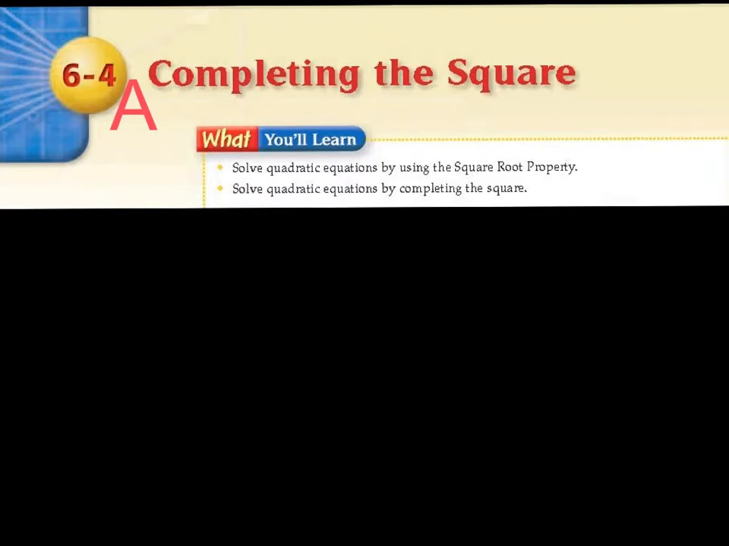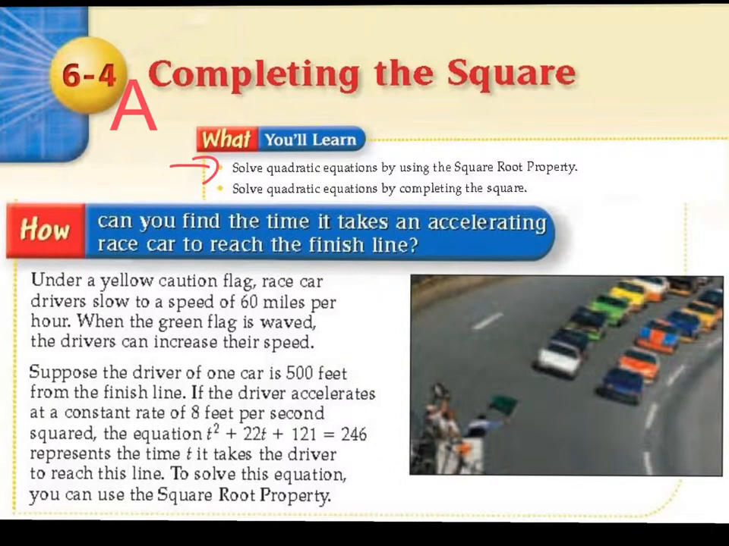In this lesson, you'll learn how to solve quadratic equations by using the square root property. How can you find the time it takes an accelerating race car to reach the finish line? Under a yellow caution flag, race car drivers slow to a speed of 60 miles per hour. When the green flag is waved, the drivers can increase their speed. Suppose the driver of one car is 500 feet from the finish line.